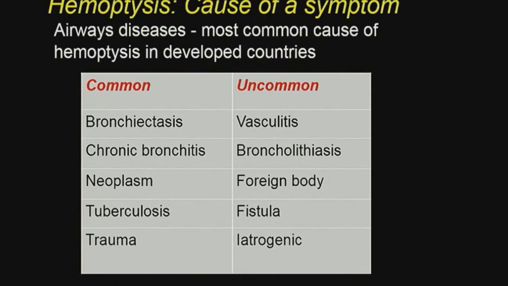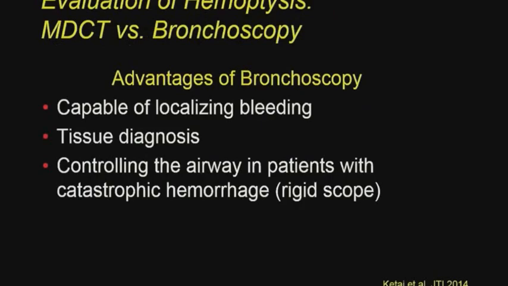And we can differentiate them into two groups. One is common and the other one is uncommon, not necessarily rare, but less common entities. And within the common entities, bronchiectasis and chronic bronchitis are probably the most frequent ones that we encounter in our regular practice, followed by neoplasm, tuberculosis, and trauma.